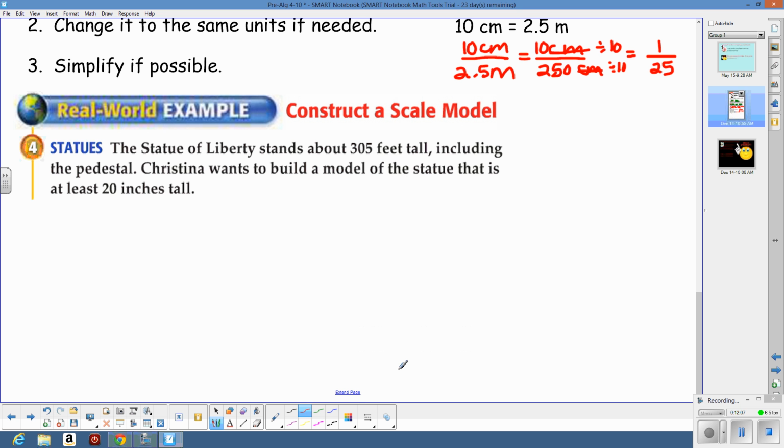All right, our last type of problem is to construct a scale model. It says the Statue of Liberty stands about 305 feet tall, including the pedestal. Christina wants to build a model of the statue that is at least 20 inches tall. The first thing we're going to do is find out what the scale is if the model is 20 inches tall, because we want it to be at least 20 inches tall. Remember it's model over actual. I'm going to put 20 inches for the model, and then the actual is 305 feet.